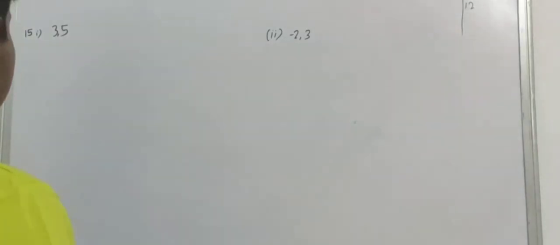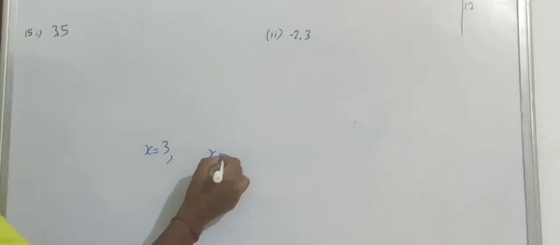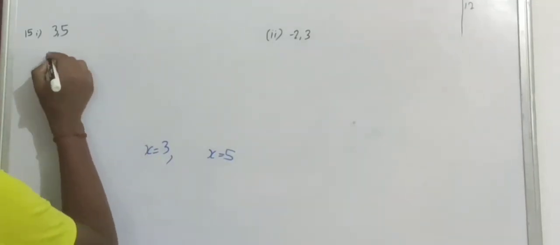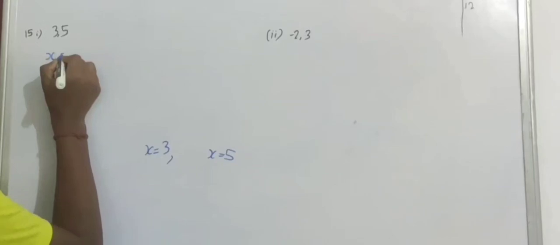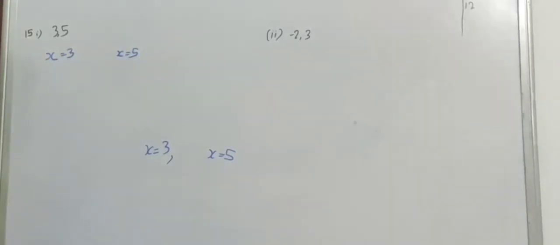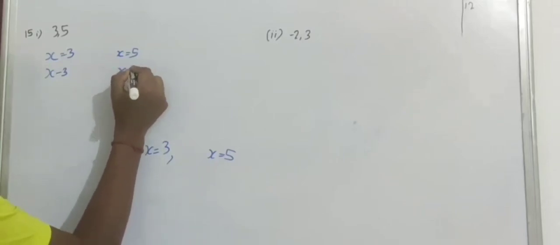So on finding the roots, what do we write? Like x is equal to 3 or x is equal to 5. Same we have to do it here. The roots are given, 3 and 5, so it will be similar: x is equal to 3 or x is equal to 5. If we send 3 to this side and 5 to this side of the equality sign, it can be written as x minus 3 and x minus 5.